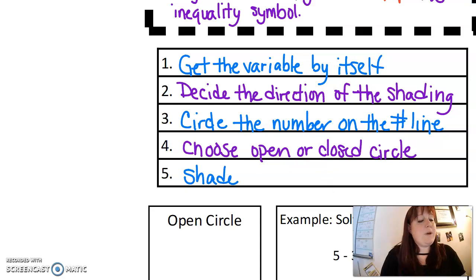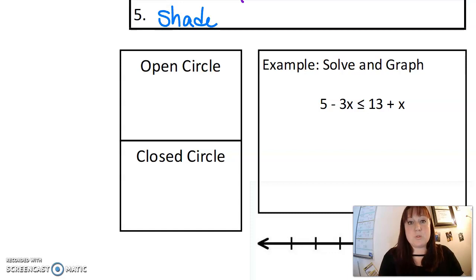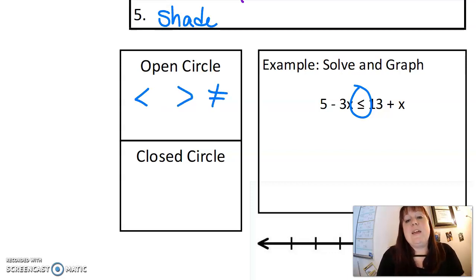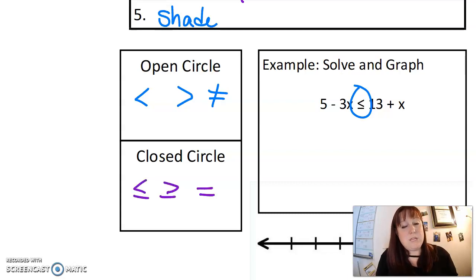So when you find the answer to an inequality, you have to decide if you're going to graph it with an open circle or a closed circle. The way you do that is you look at the actual inequality symbol in your original inequality. If it is a less than, a greater than, or a not equal to symbol, then it's going to be an open circle. If it is less than or equal to, greater than or equal to, or equal to, then we're going to have a closed circle. So I'm going to leave this example for you to solve on this side.